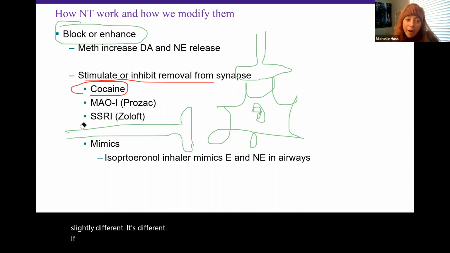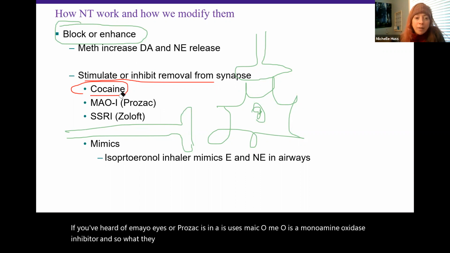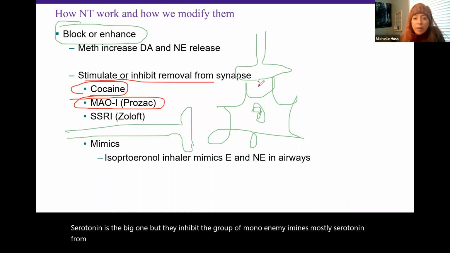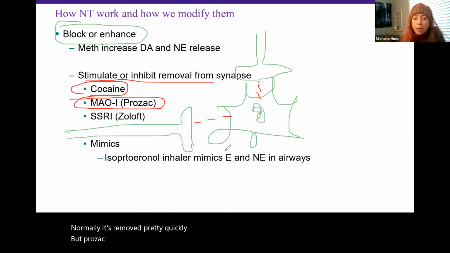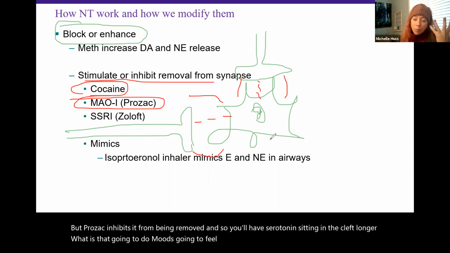If you've heard of MAOIs, or Prozac uses MAOIs. So MAOI is a monoamine oxidase inhibitor. And so what they do is they inhibit the group of monoamines, mostly serotonin, from being removed. So what will happen is, let's say this is your normal amount of serotonin. Normally it's removed pretty quickly, but Prozac inhibits it from being removed. And so you'll have serotonin sitting in the cleft longer. What is that going to do? Mood's going to feel better, more appetite.